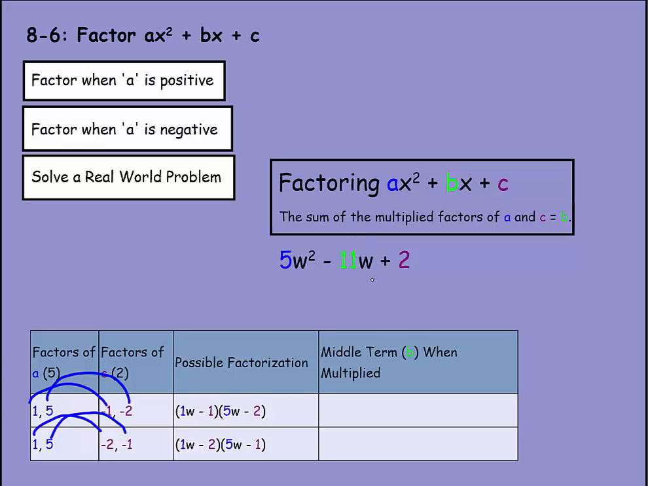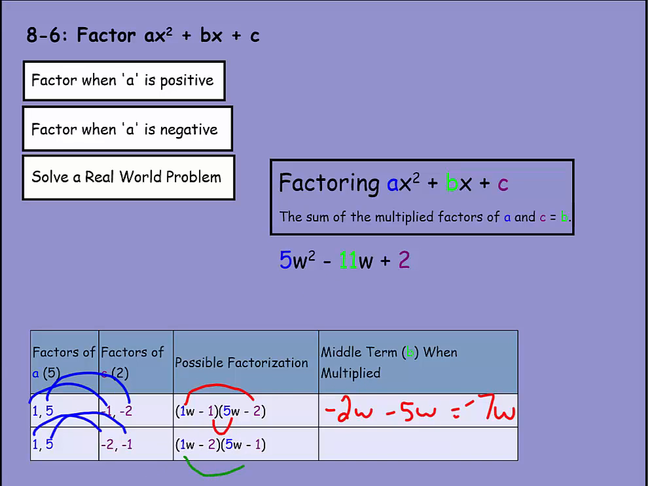So here we can just focus on that middle term b. And those come from whenever we multiply the variable times the numbers without a variable. So in this case that would be 1w times negative 2, and then the 5w times the negative 1. Well, 1w times negative 2 is negative 2w. Positive 5w times negative 1 would be negative 5w. Negative 2 minus 5 equals negative 7w. Negative 7w does not match our b, so this one can't be the possible factorization. So it'll have to be this one if we can factor.